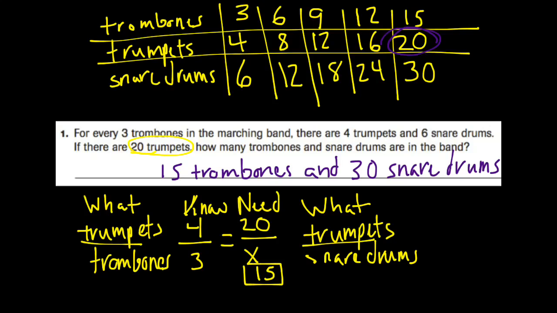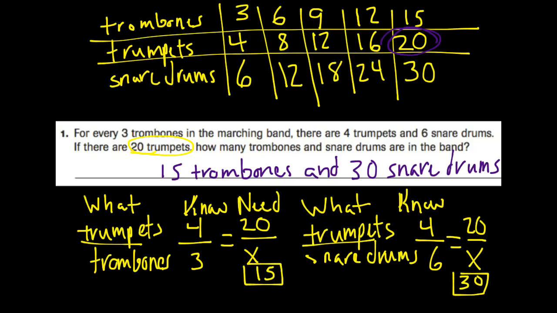Similarly, I know that there's 4 trumpets to 6 snares, so if there's 20 trumpets, 4 times 5 is 20, 6 times 5 would get me 30, so there's 30 snare drums, which I found on my table. These are just 2 different ways to solve to get the same answer.